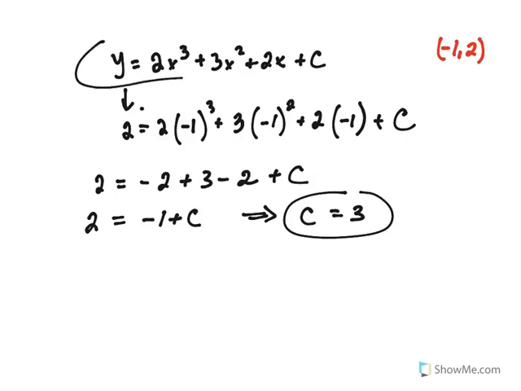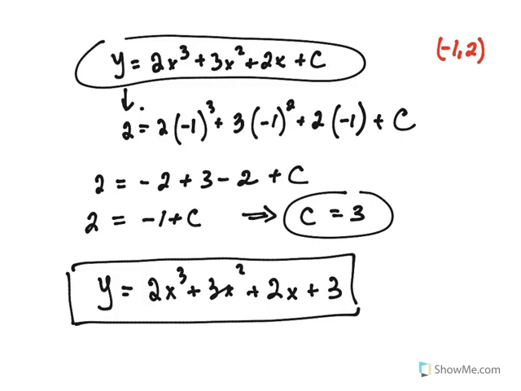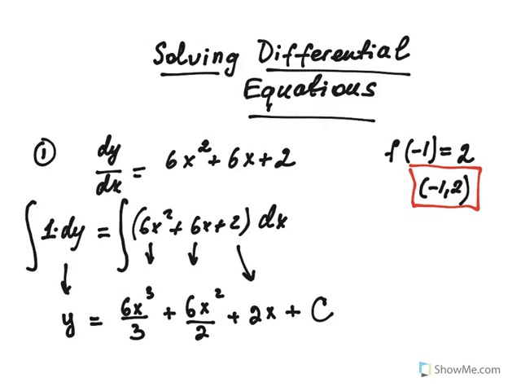So now let's put it all together, and we get y equals 2x cubed plus 3x squared plus 2x, and what did we get for c? Positive 3. And that's it. So you just got your original equation, y equals 2x cubed plus 3x squared plus 2x plus 3. And if you want to check, you can take the derivative of this equation, and you'll see you're going to get dy/dx equals 6x squared plus 6x plus 2. That's exactly what you started with.